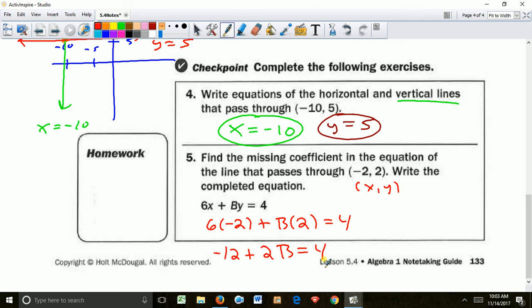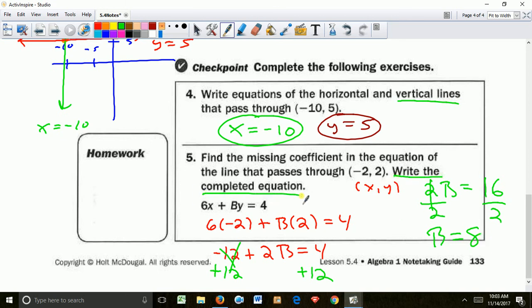And then this is a two-step equation, so the first step is to add 12 to both sides of the equation. So now you get 2b is equal to 16. Now we're down to a one-step equation. Divide both sides by 2. The value of b is equal to 8. They do want us to write the completed equation, so please do not forget to do that. So your final answer is going to become 6x plus 8y is equal to 4.